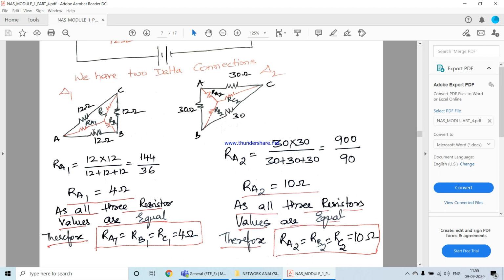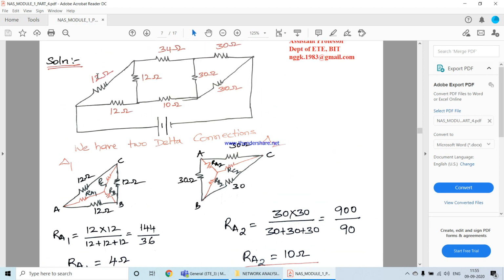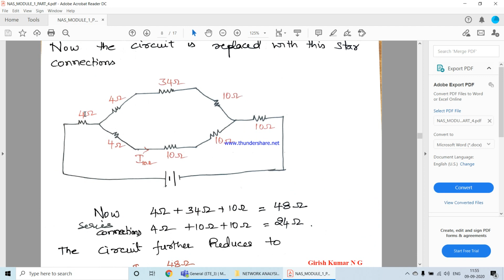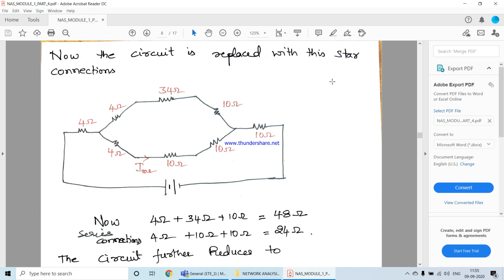Now we found the star equivalent values RA1, RB1, RC1, and here also we found the star equivalent values for the delta, which is RA2, RB2, RC2. Now we will see how to replace this delta with this star. Just replace this delta with this inside diagram, and similarly here you replace that with this inside diagram. So what will the network look like is this. The circuit now gets replaced with this star connection. You have 4 ohm, 4 ohm, 4 ohm, and again you have 10 ohm, 10 ohm, 10 ohm.